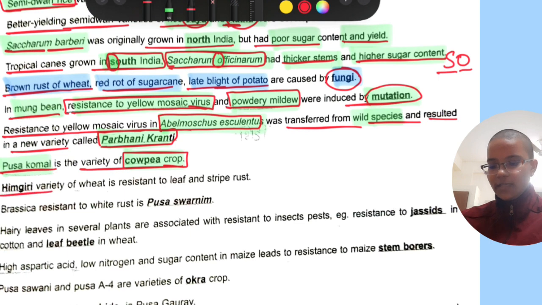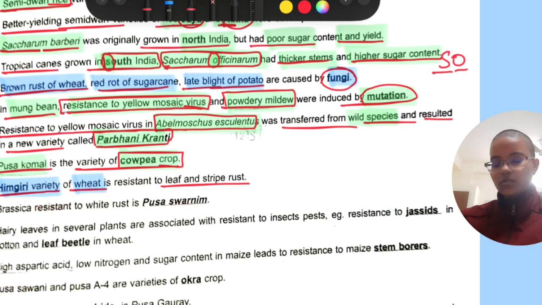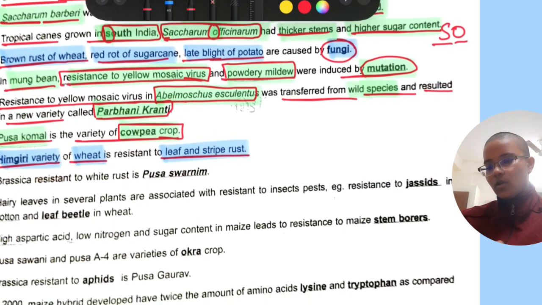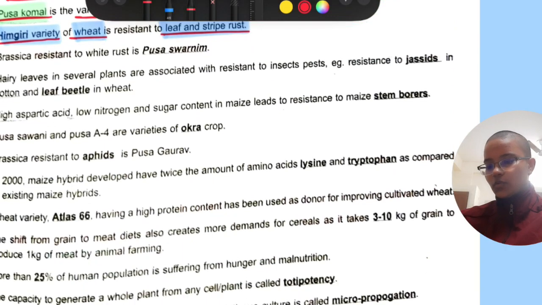Himgiri variety of wheat is resistant to leaf and stripe rust. Brassica resistance to white rust is Pusa Swarnim.